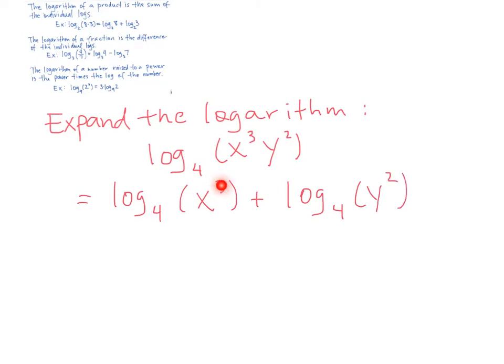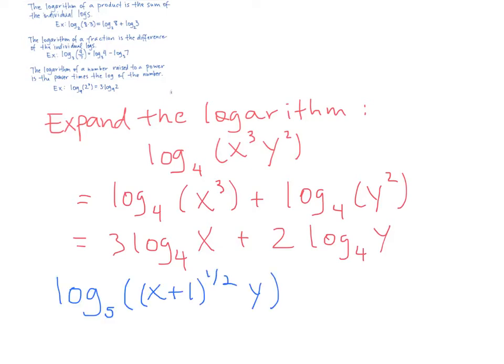Okay, next we see that we have exponents in both of these, and we know that if we have the log of a number raised to a power, we bring that power out front. So we'll bring this 3 out front and this 2 out front. So we get 3 times log base 4 of x plus 2 times log base 4 of y. Okay, I'm going to give you one to try, so press pause while you work on it. Okay, so try this one here.